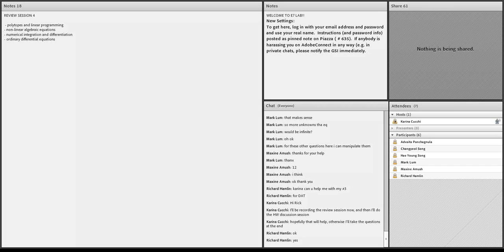So today we'll review 4 of the modules: the modules on polytopes and linear programming, the module on nonlinear algebraic equations, the numerical integration and differentiation, and the ordinary differential equations. So we'll review a few concepts that you learned in each of the modules, and hopefully this will help you have a clearer idea of what you saw. So let's start with the polytopes and linear programming.